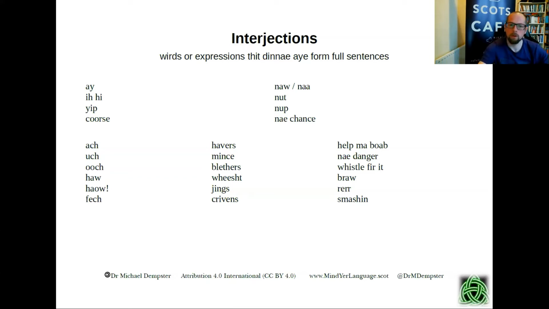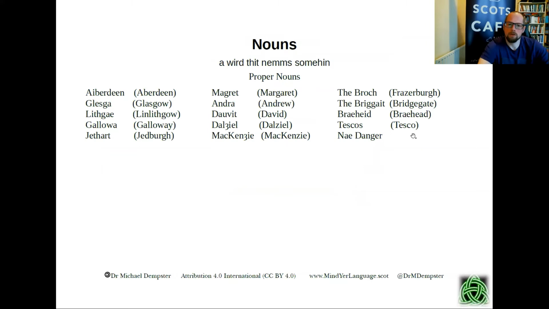We'll go on now to look at the nouns. So this is a word that names a particular thing, a class of things. We'll look at the proper nouns. These are words that name particular things. So usually there's just one thing, with a name. We understand who we're talking about.